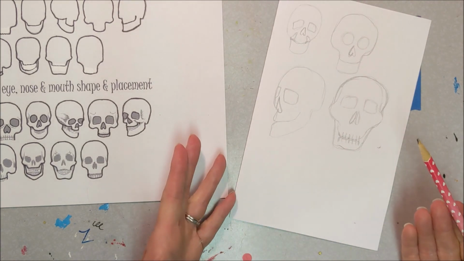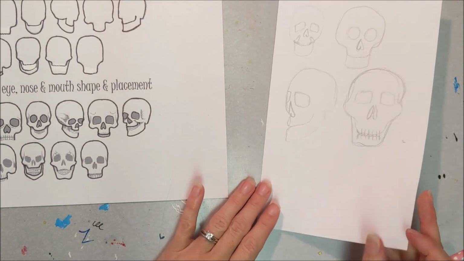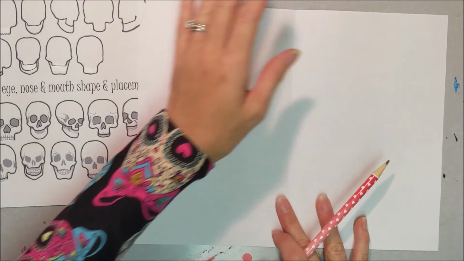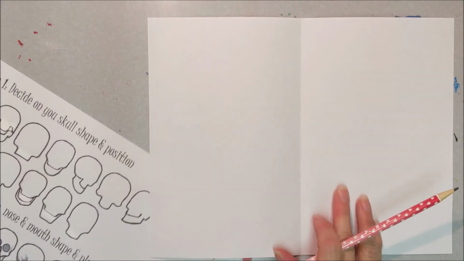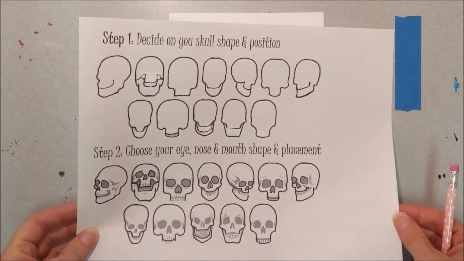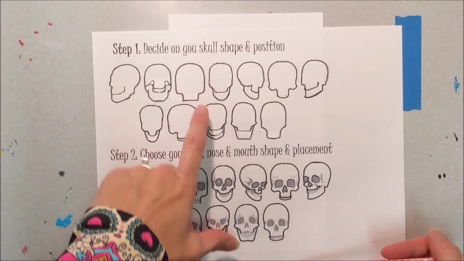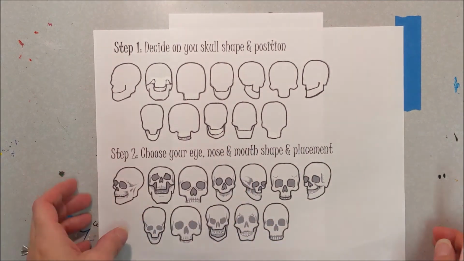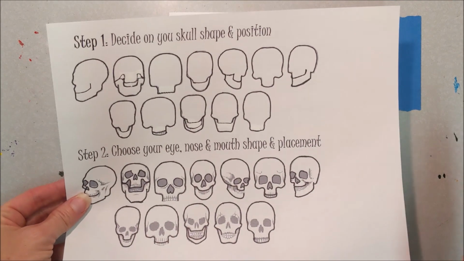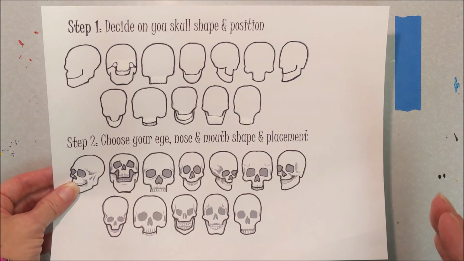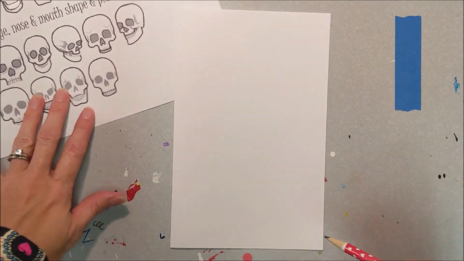Okay, so once you have your sketches, your ideas, then you're going to start a new page where you're going to create your actual skull. So once you've decided which way you want to draw your skull, if you're going to do a front view of your skull, you can easily just draw one half of the skull and then copy the other half. So I'm going to show you how you do that.